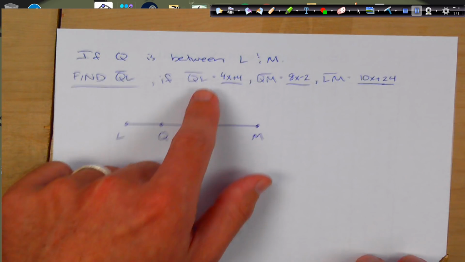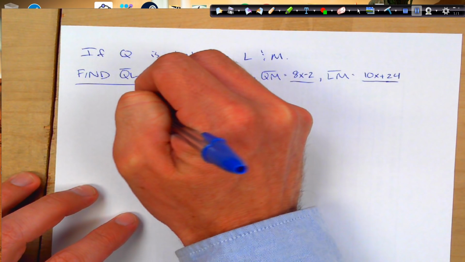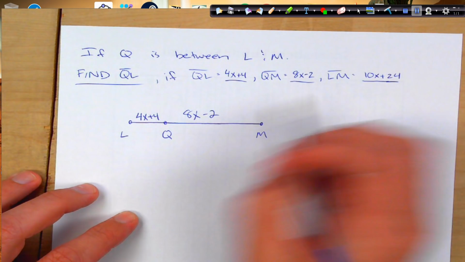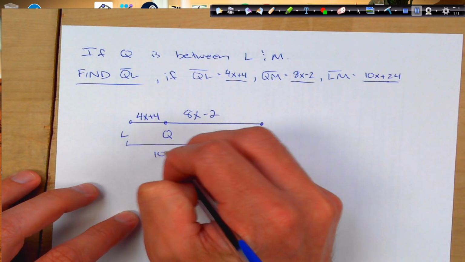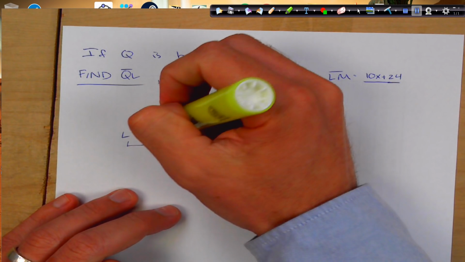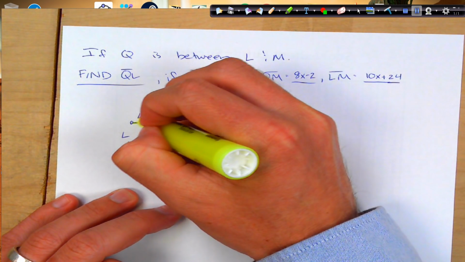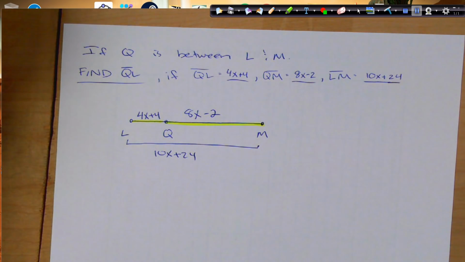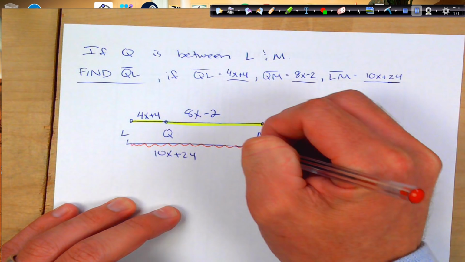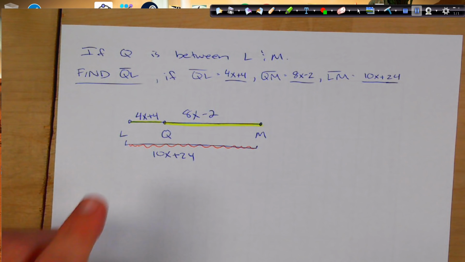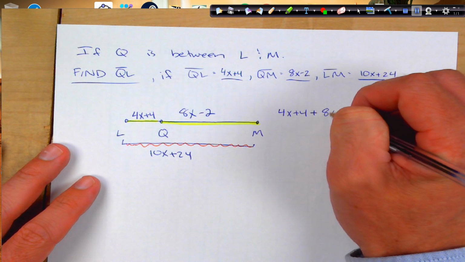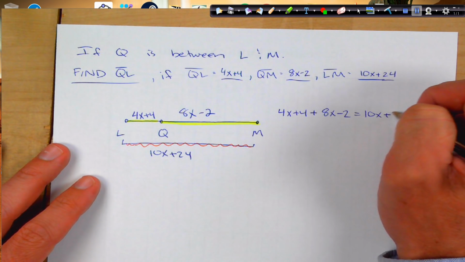Now I'm going to fill in what I know. QL is 4x plus 4. QM is 8x minus 2. And LM is the entire piece, 10x plus 24. What I don't want to do is set this piece and this piece equal to each other. They're not equal. I don't know that. Instead, I want to sum them up and set it equal to that piece, because this is the segment addition postulate. So we're going to do 4x plus 4 plus 8x minus 2 equals 10x plus 24.